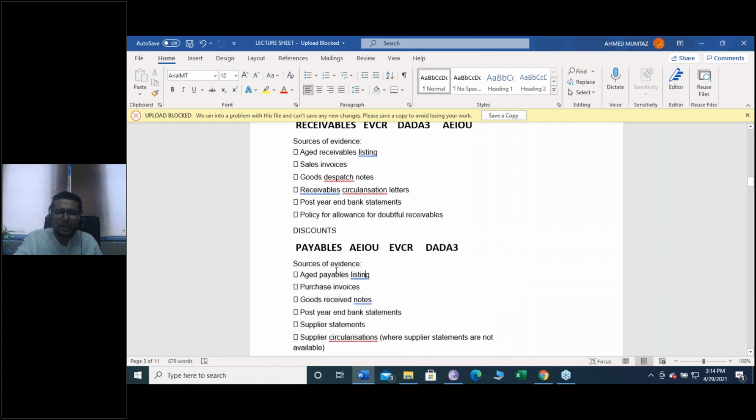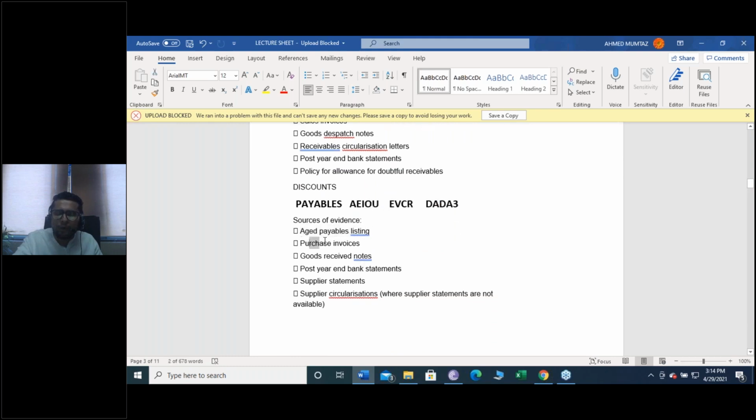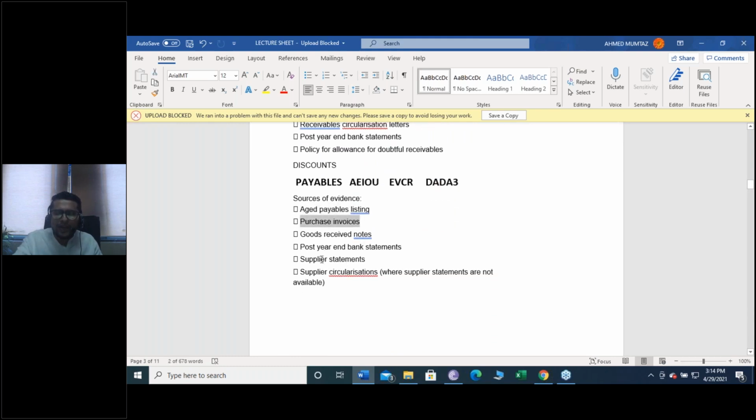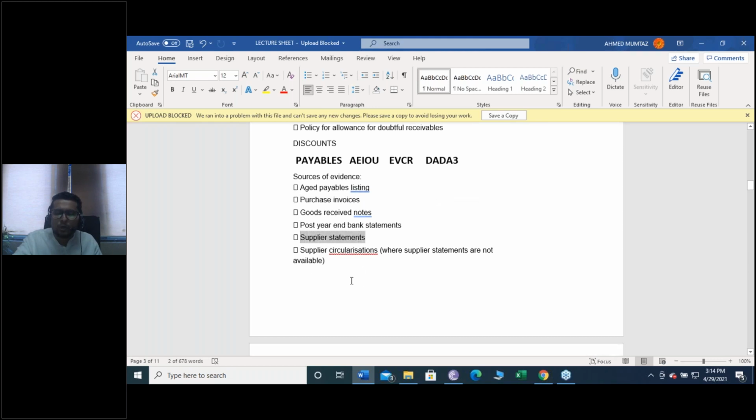I hope you are comfortable with these evidences, and you might be wondering what procedures could be made. Yes, you can compare, you can get the breakdown, you can verify the year-end supplier balances with the supplier statements. You can verify the supplier balances with the post year-end bank statement in order to verify the same amount has been paid.